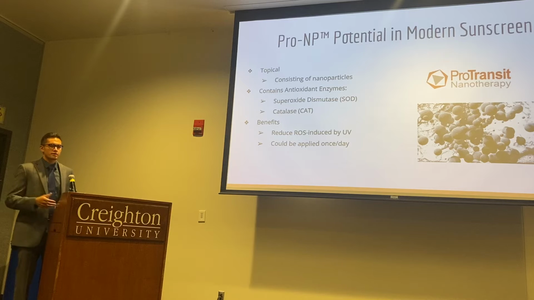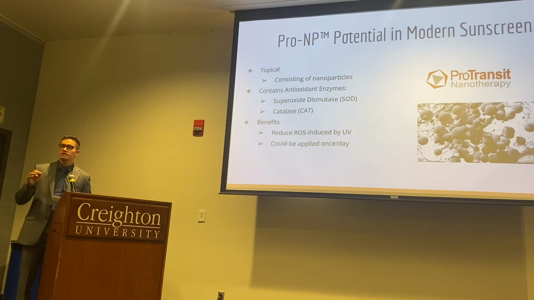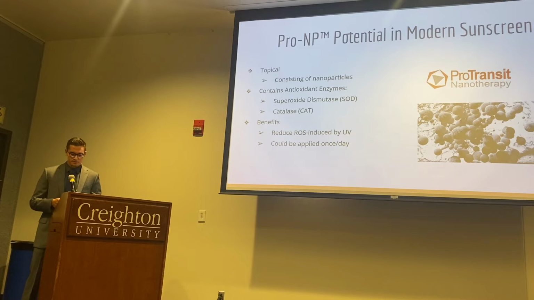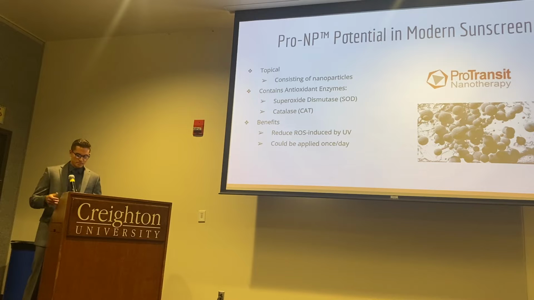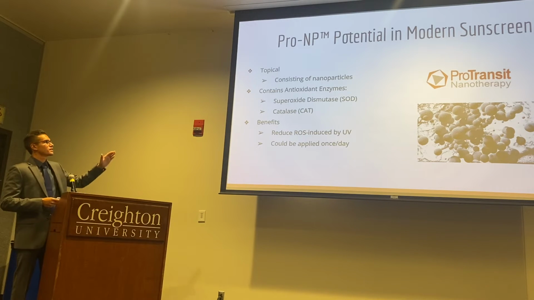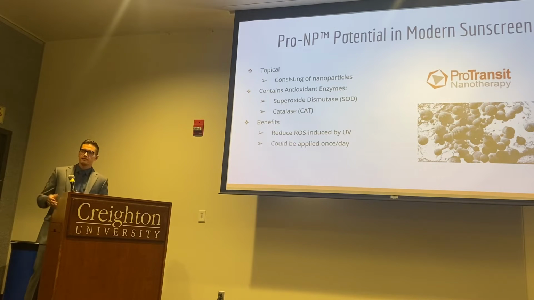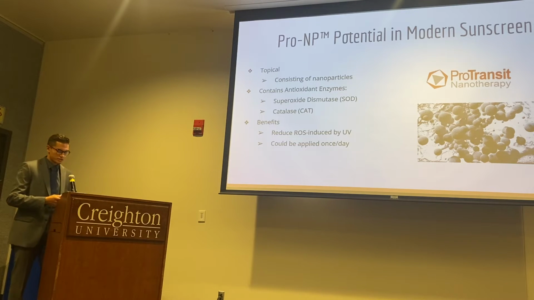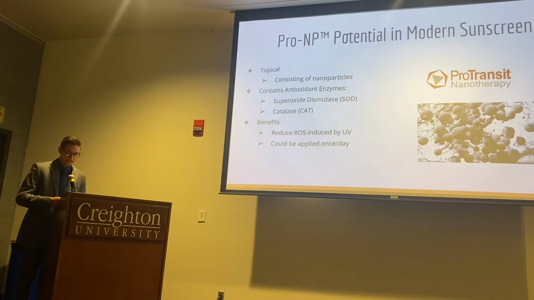So, let's talk about pro-P. Pro-P is a topical FDA-approved Gram-Sil GCM5 lotion along with polylactic coglycolic acid nanoparticles. These nanoparticles contain 2 antioxidant enzymes, superoxide dismutase and catalase. The key benefits of pro-P are a reduction in the reactive oxygen species induced by UV, and if added to sunscreens, you would only have to apply these once a day for sun protection.